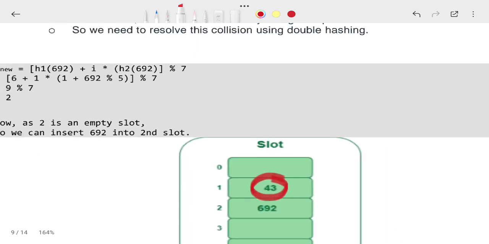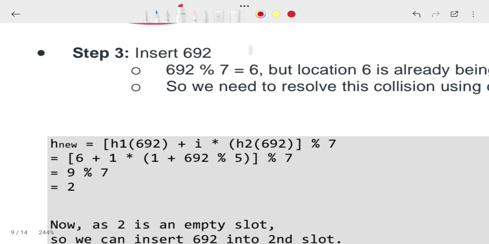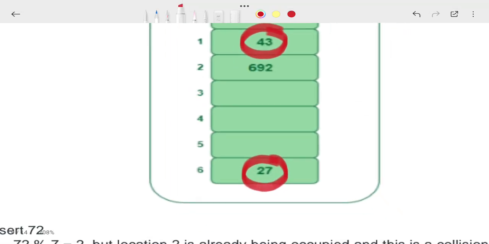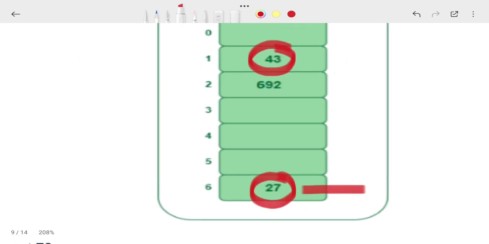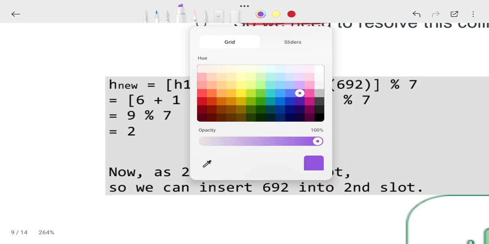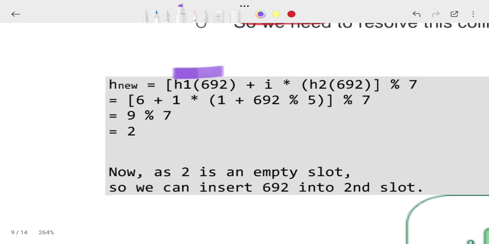Done, no problem. Now next is 692 divided by 7. The remainder is 6. Now see here, at 6 there is already data, a collision. Whenever a problem comes, I will go to my second hash. By the first hash I got 6. Now the second hash is 1 plus 692 modulo 5.